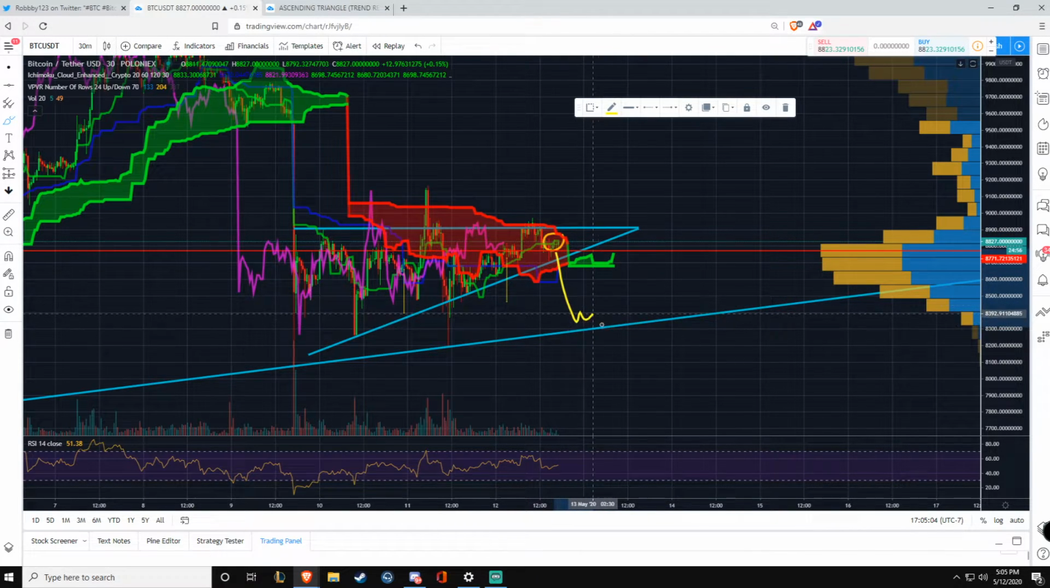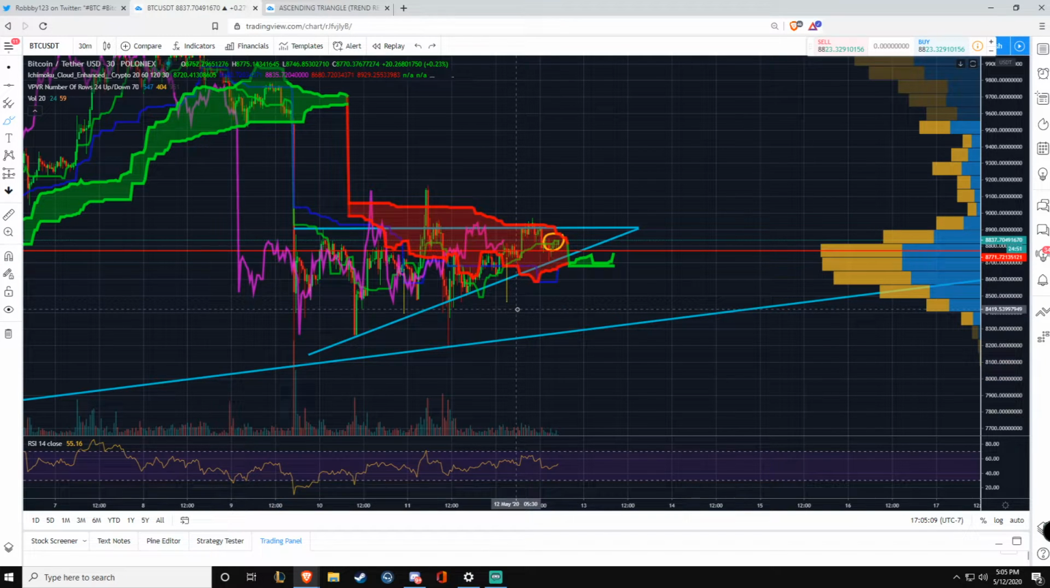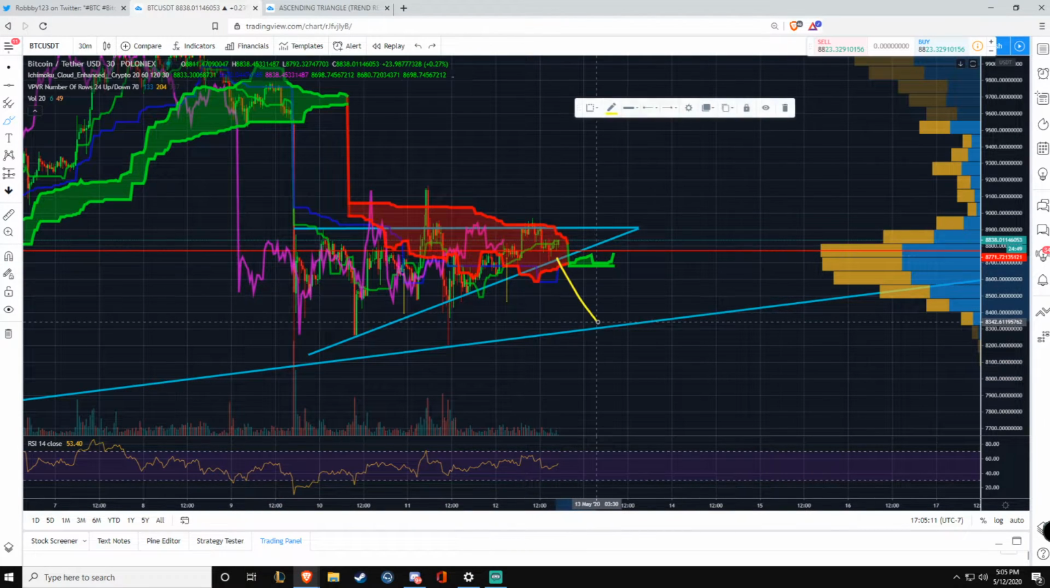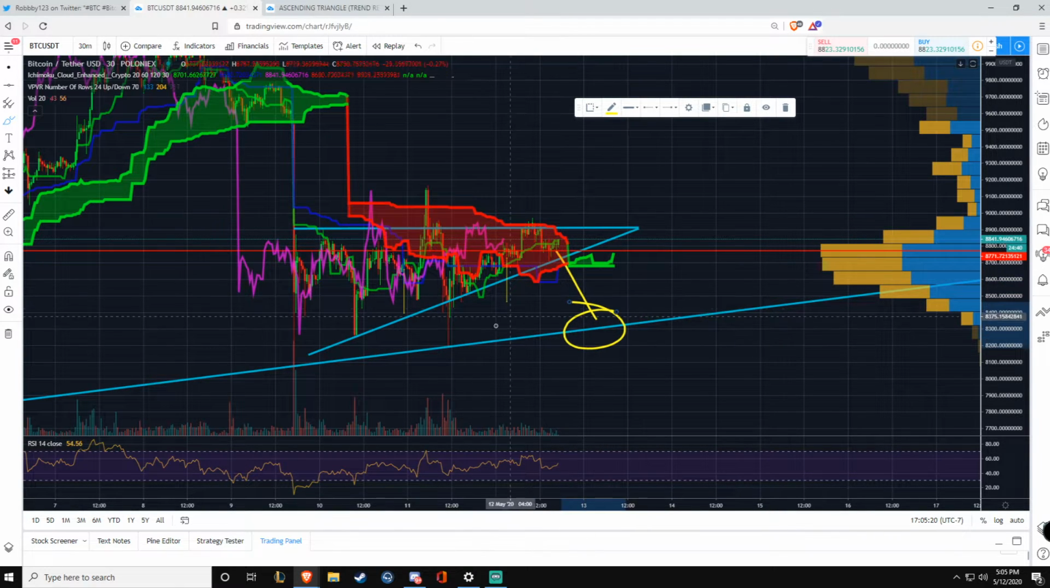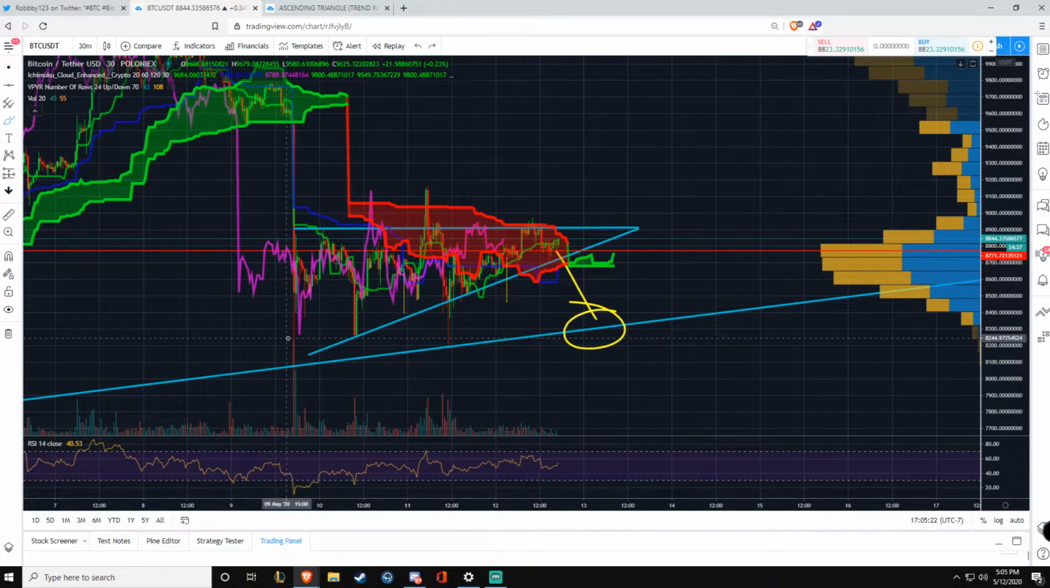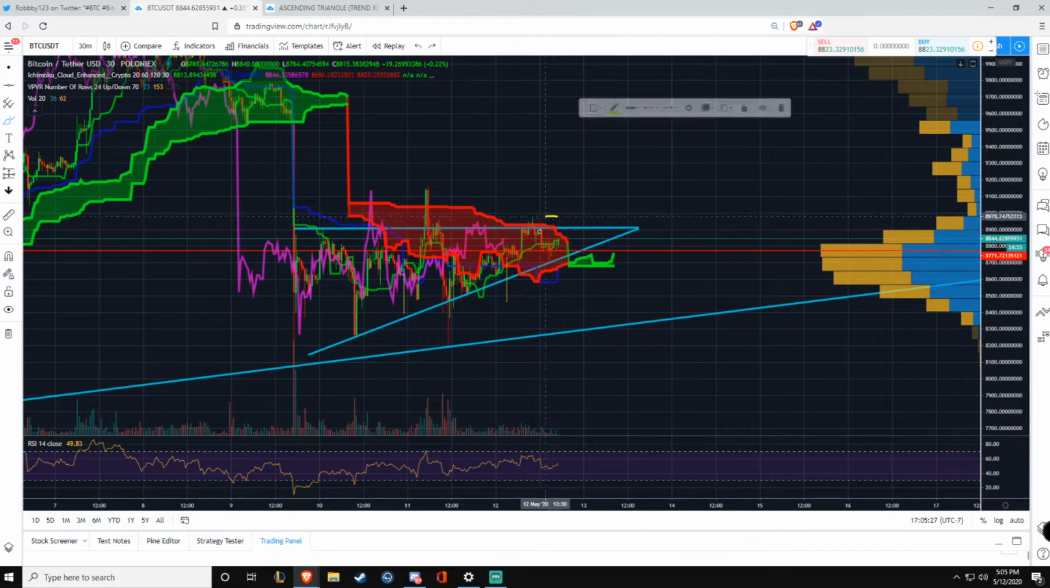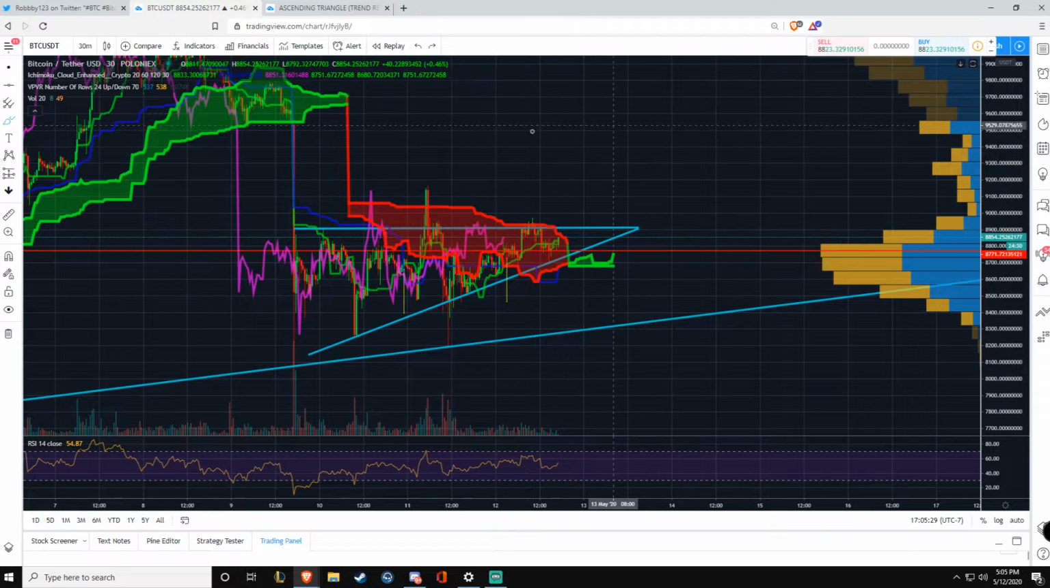Because this support right here has proved itself multiple times in the past. So if it does break down, it would hold. And it's kind of illogical for bears to play this down because of this strong support under them. It would almost make no sense. So that's why it's very probable that this will play out as a bullish scenario, because there's a lot less to go up than down here. The selling pressure would have to be a lot.